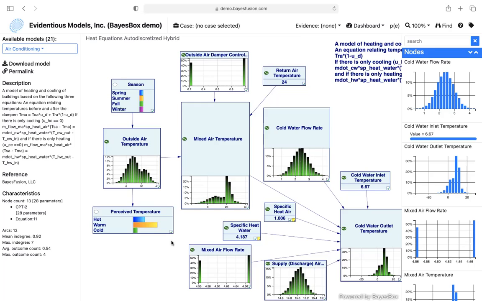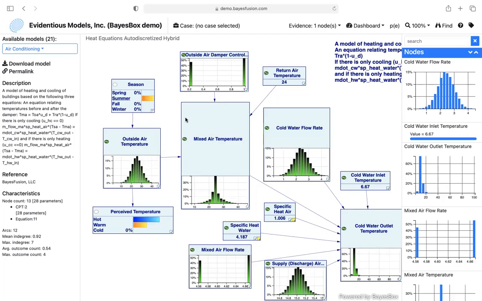Now, two observed things over here are the season and the perceived temperature. If you know the season and if you can feed in the perceived temperature, both these evidences will take their effect all the way down to the cold water outlet temperature and show the probabilistic possibility of what the temperature can be. So we put in evidence that it's summer and we also put in evidence that it's cold.